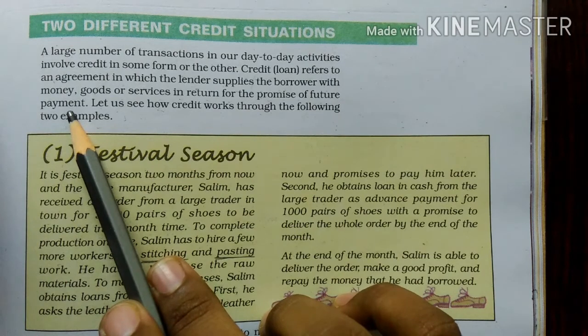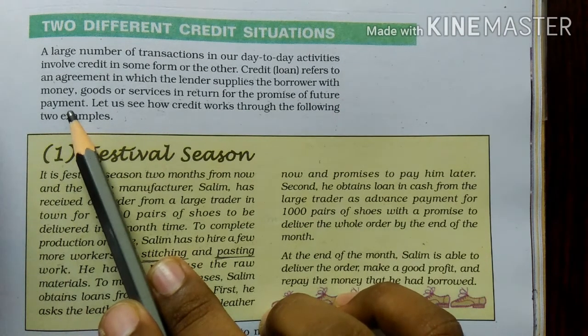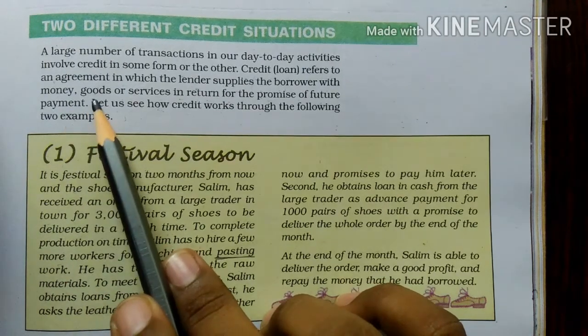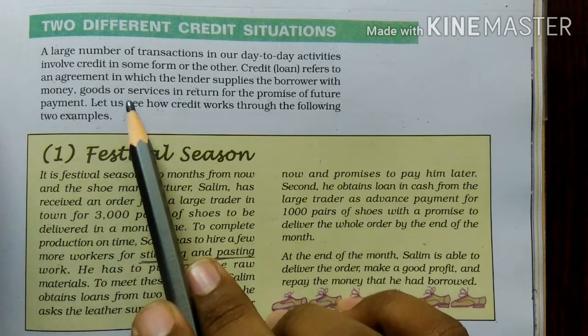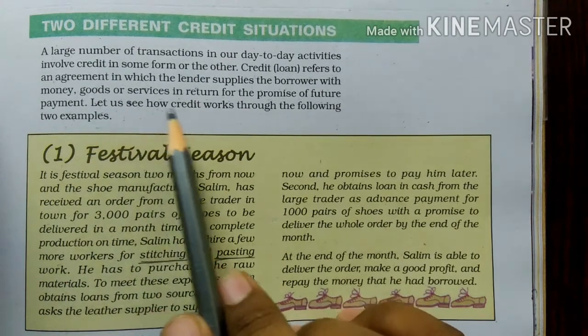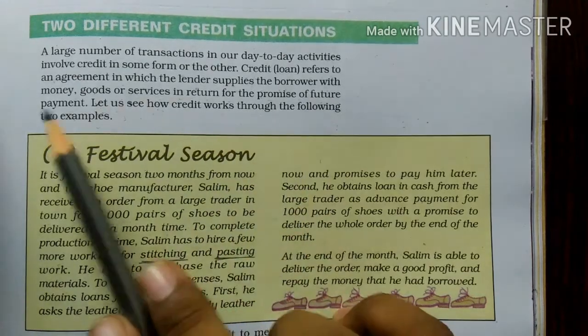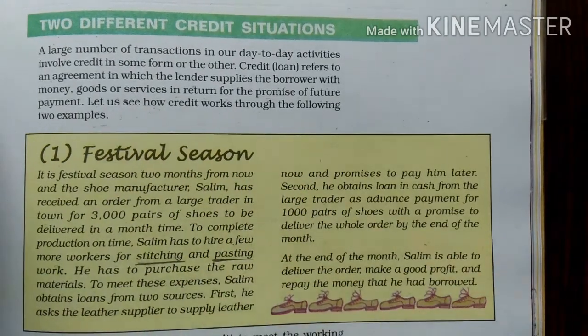In this, the lender provides the borrower money, goods, or services, and in return for the promise of a future payment from the borrower to the supplier. Let us see how credit works through the following two examples. Now see how credit works in the following situation.